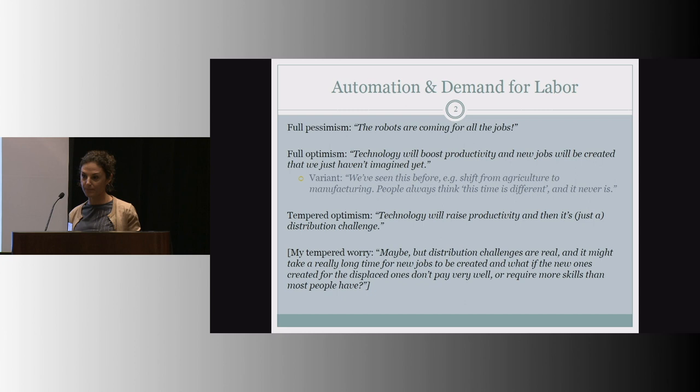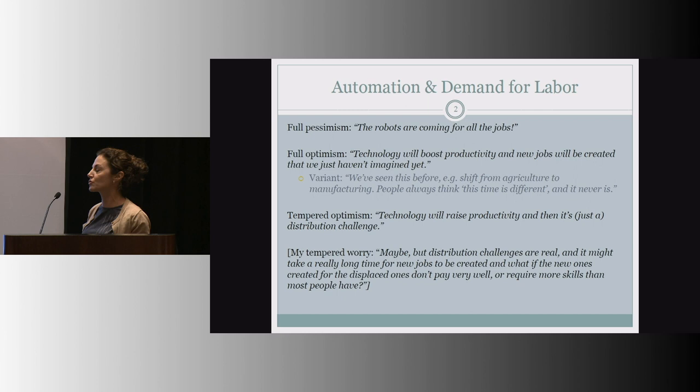That's a distribution problem. So almost by way of confessional to this AI group, I will admit to having what I might call a tempered worry. Maybe that's true, and I could see in the long run how it might all work out, but distribution problems are actually real. And I've said this before, but in my mind, the idea that there's going to be some very productive class that makes a lot of money, and then we have another class that we just sort of redistribute money to, that's a pretty dystopian view of society. So I actually think the distribution problems are real.